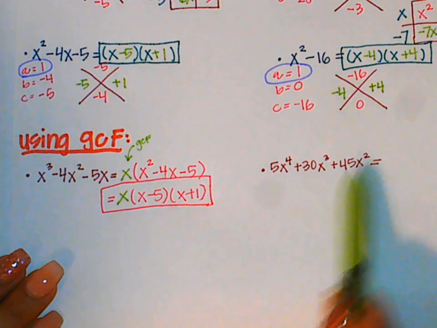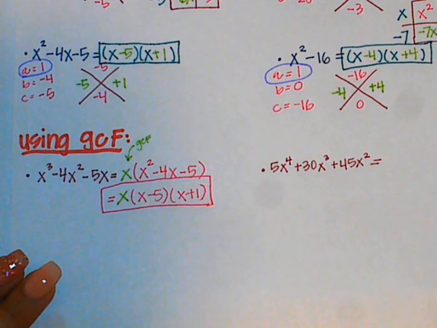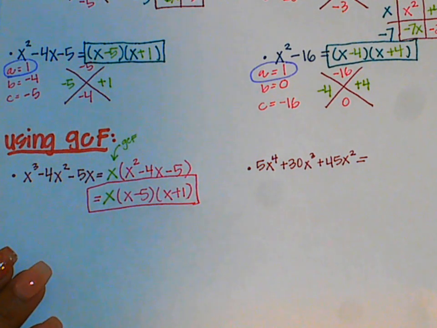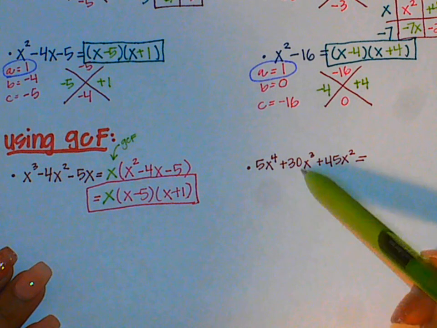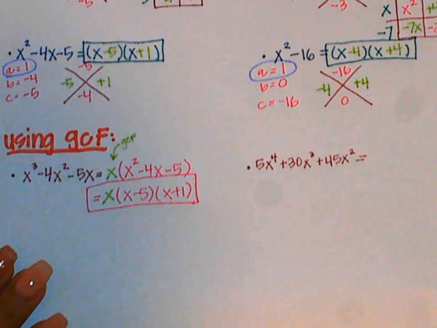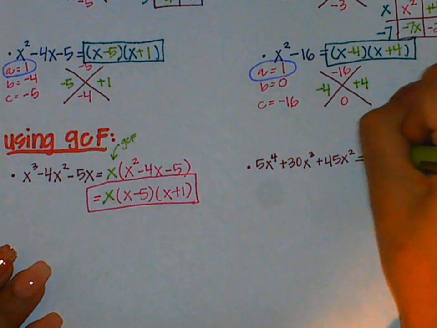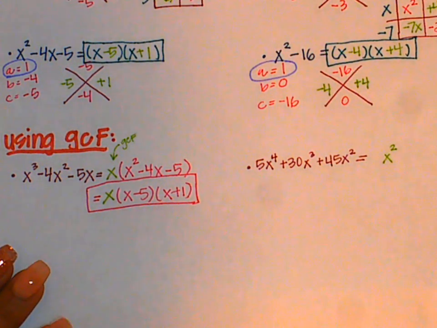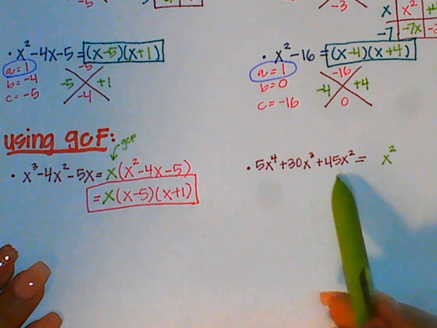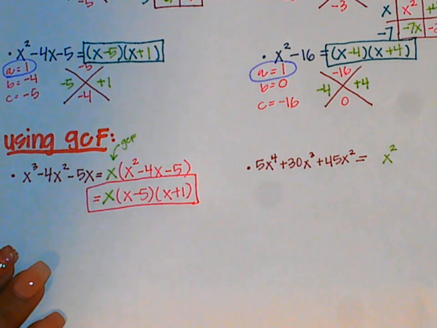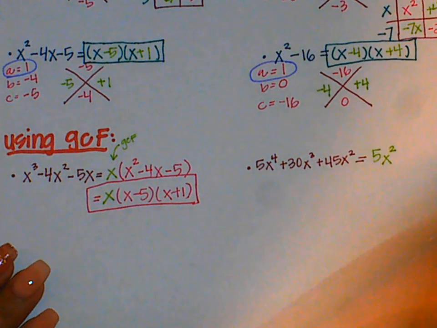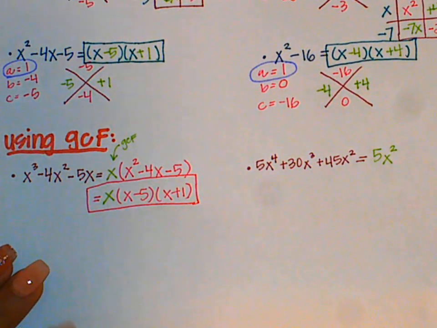So looking at this one, what would our GCF be? What is something that every single term has in common? I noticed that they all have x's. So this has 4, 3, and 2. I can pull out the x squared because all of them have it. I also noticed that this is 5, 30, and 45. Each one of these terms is divisible by a 5. So I am also going to pull that one out.